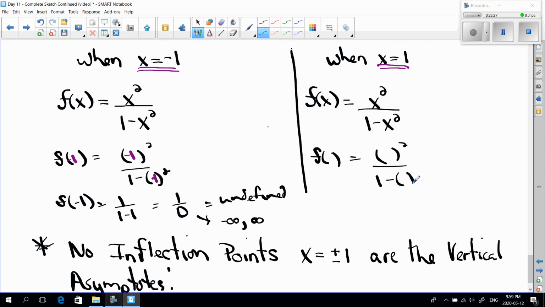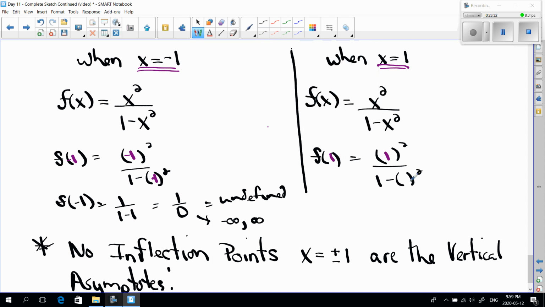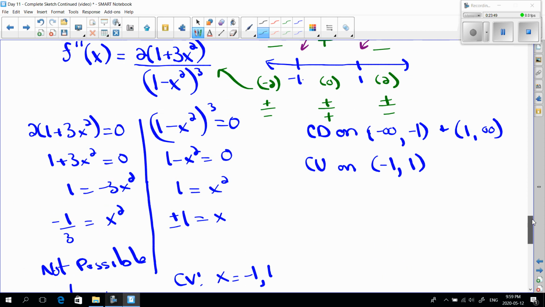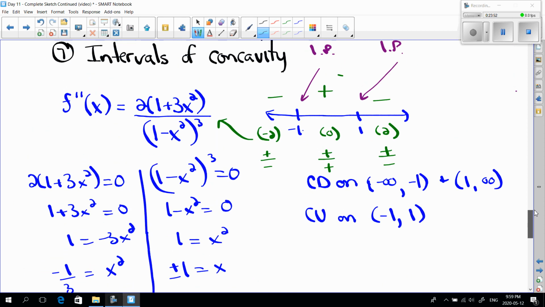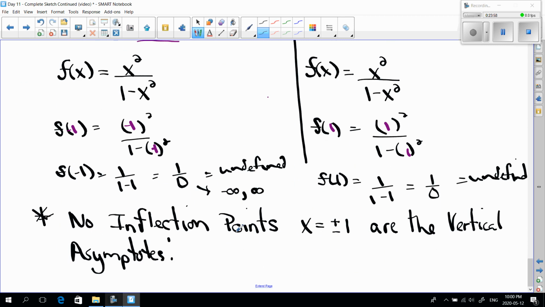if I fill a +1 in, I get the same thing: 1 minus 1 squared. So 1, 1, 1. 1 squared is 1. 1 minus 1, we've got 1 over 0, which is undefined as well. And the reason that is, okay, the number line tells us that there are inflection points at -1 and +1. But the reason they're not is because we have vertical asymptotes there. All right, and that was what we did in step 3. So the vertical asymptotes actually create what we call an infinite discontinuity.